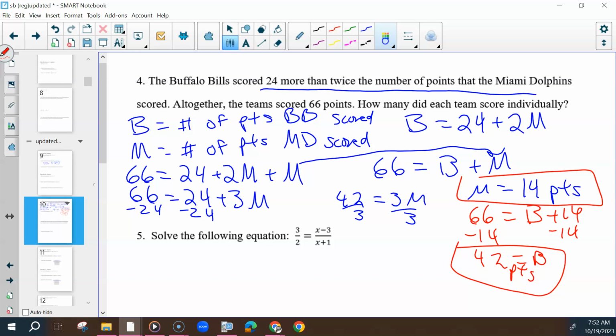66 minus 14 equals 52. No, it doesn't. Wait. No, it's yes. Sorry. Wait.